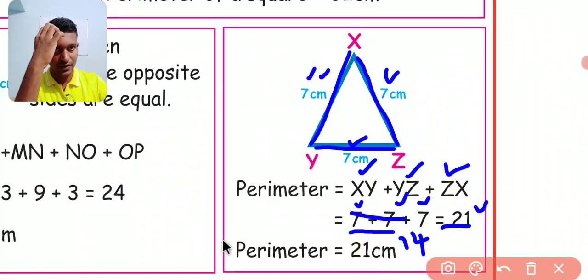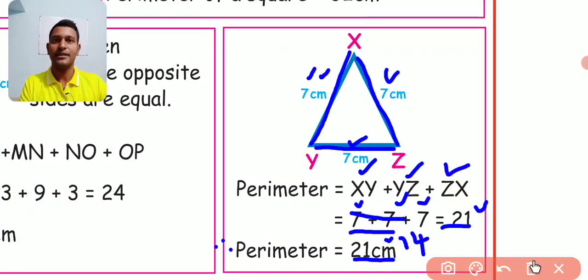Therefore the perimeter is equal to 21 centimeter. Centimeter is the standard unit, we have to write the unit. Okay, that's all, students. This is the way you have to find the perimeter, I explained in very detail.